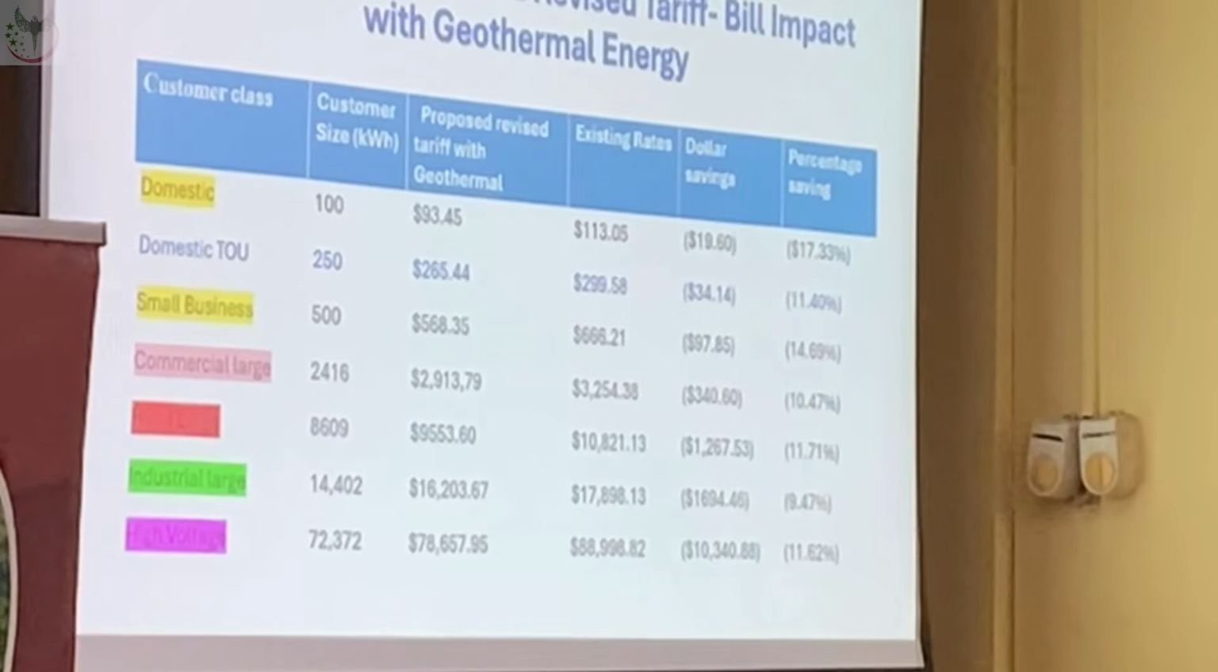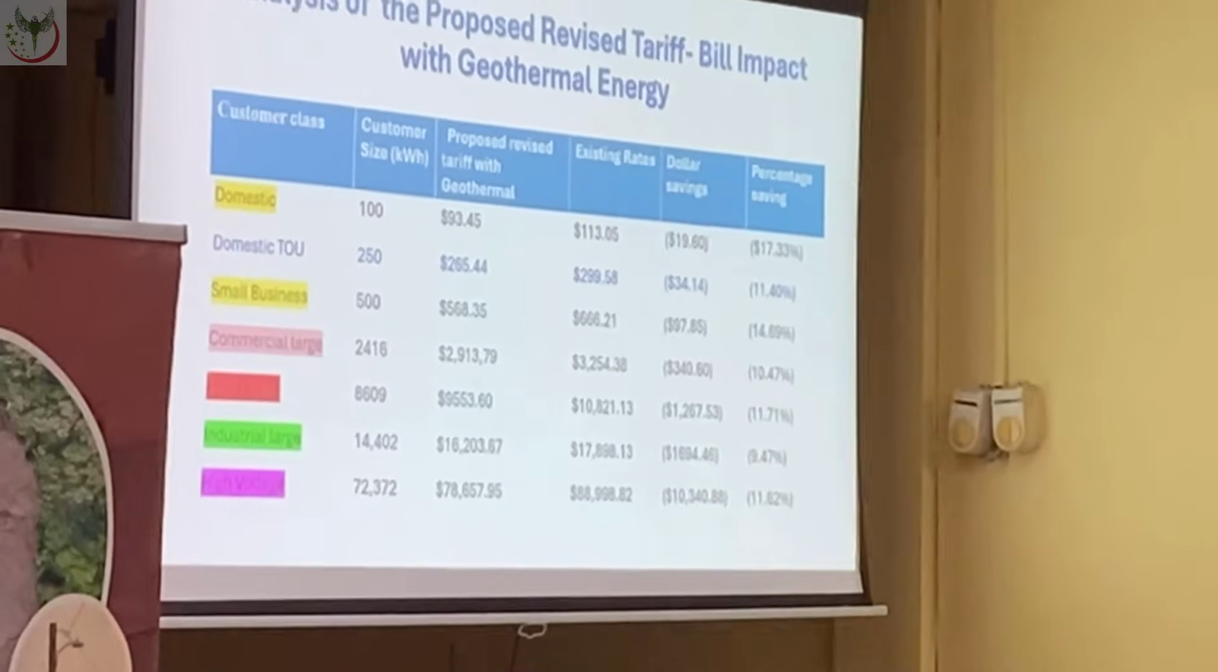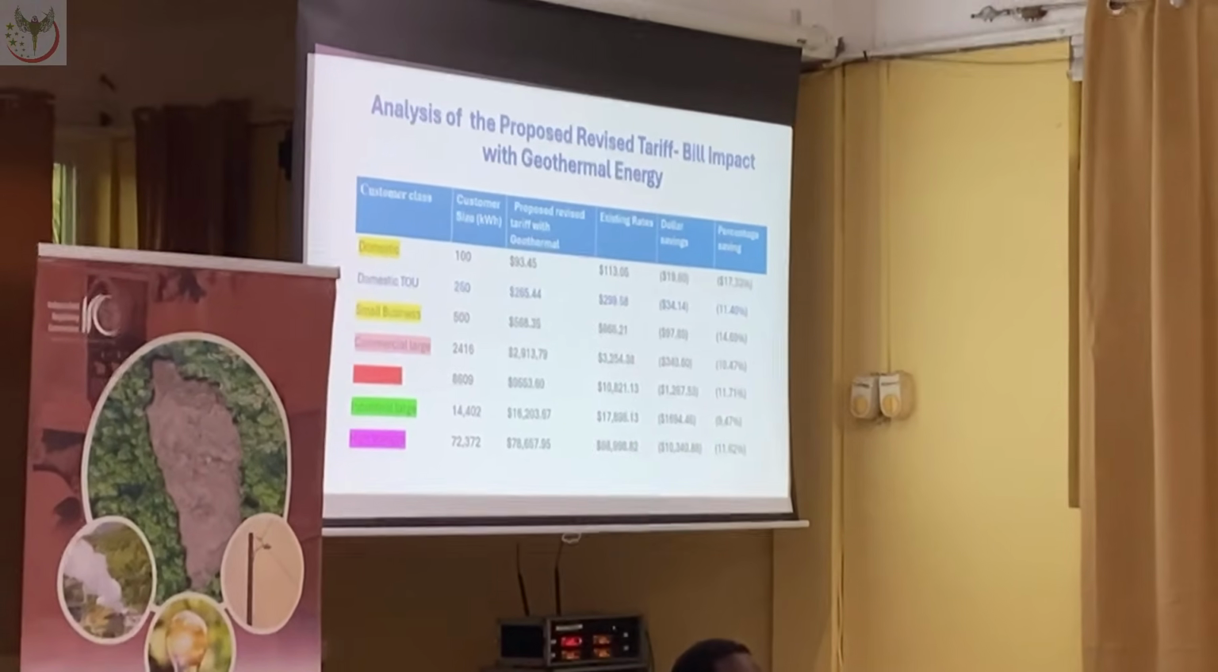So we have to be mindful of our usage so that we are able to realize the cost savings. Each of us knows our usage based on our consumption profile, and that will determine how much money you are saving on your bill.